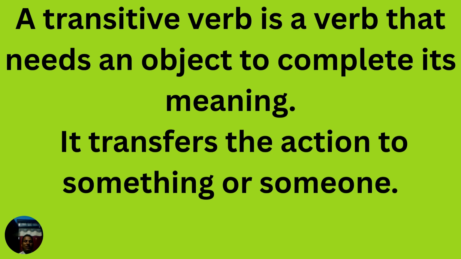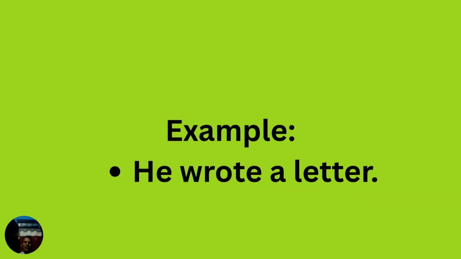A transitive verb is a verb that needs an object to complete its meaning. So it transfers the action to something or someone. So it is related to object, and you can identify object by asking what or whom after the verb. As for example, you can deal with an example: he wrote a letter.